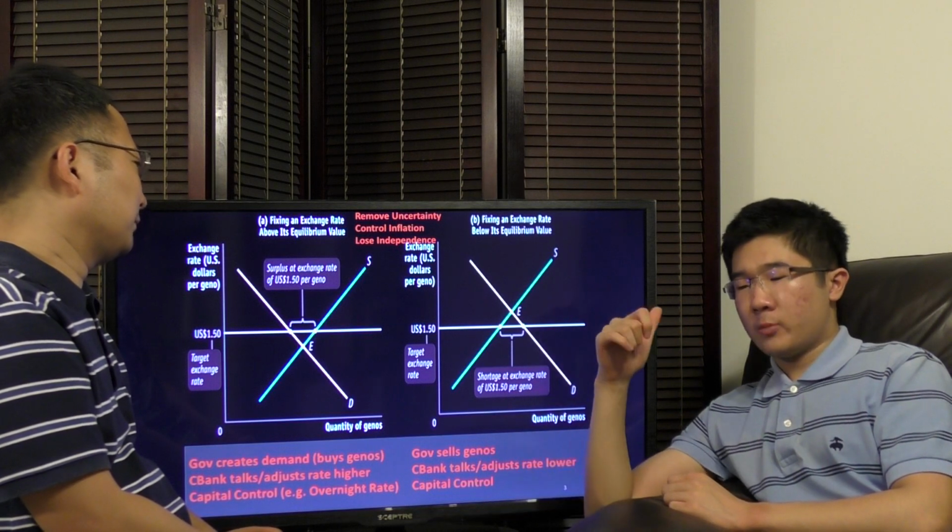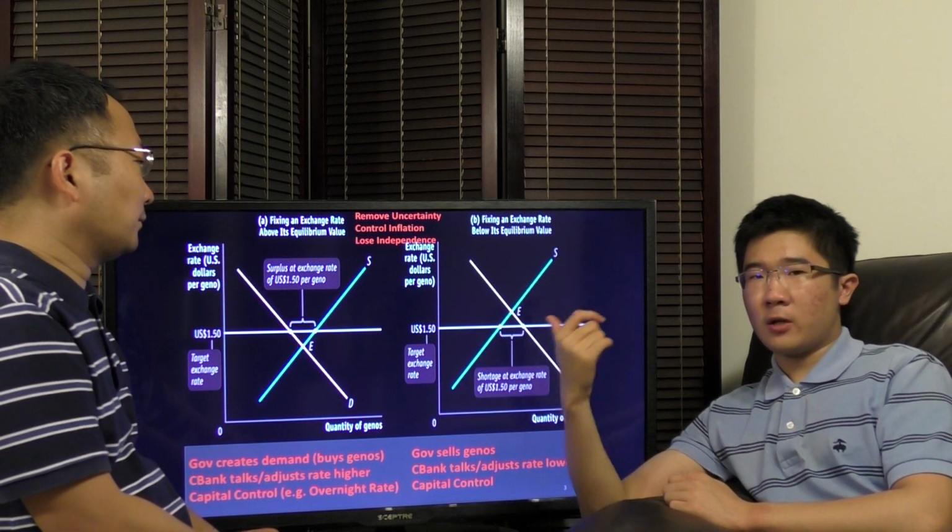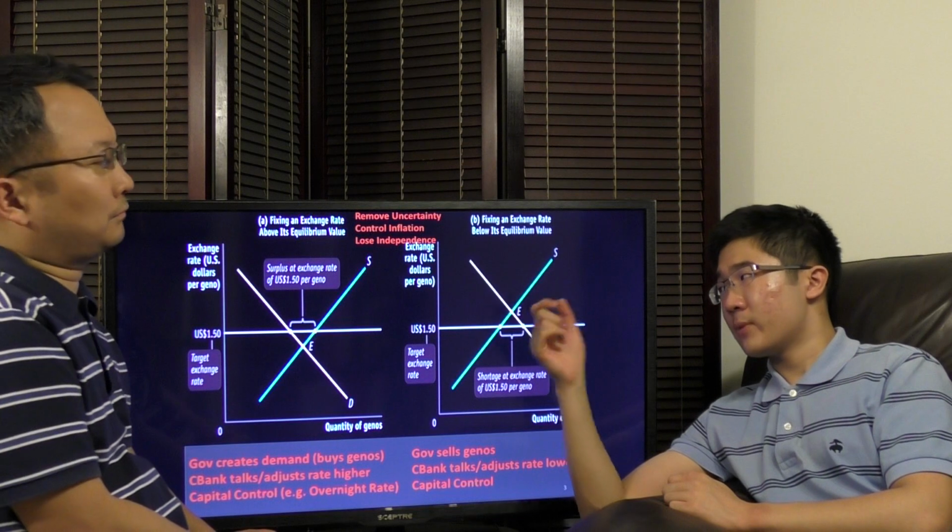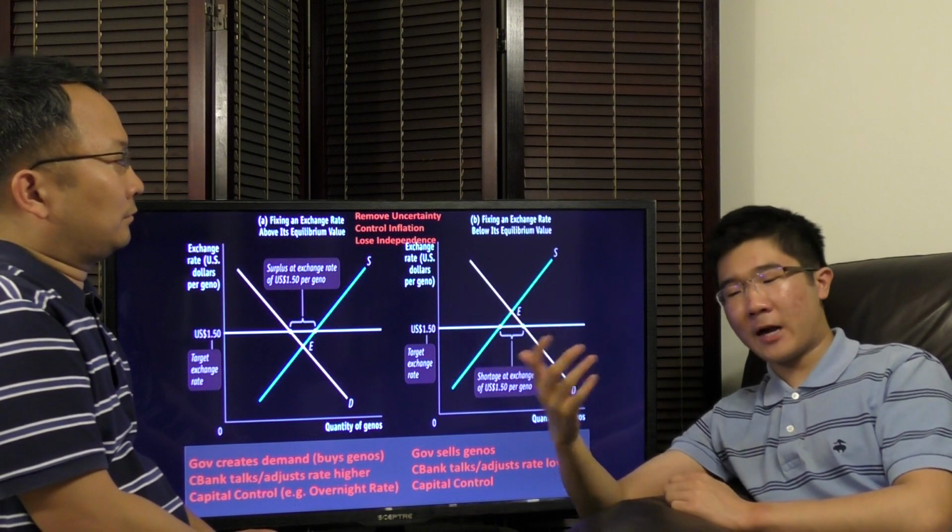Now, at the opposite end of the spectrum, if we need to decrease our exchange rate to reach a pegged exchange rate because our market exchange rate is too high, we can do the exact opposite as the government.